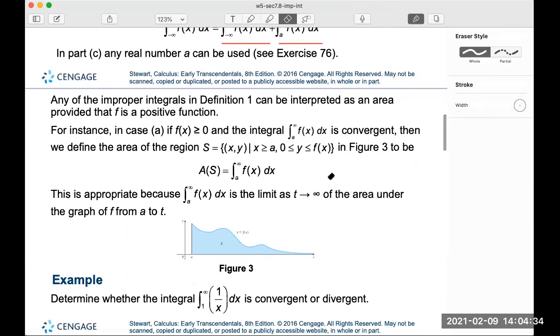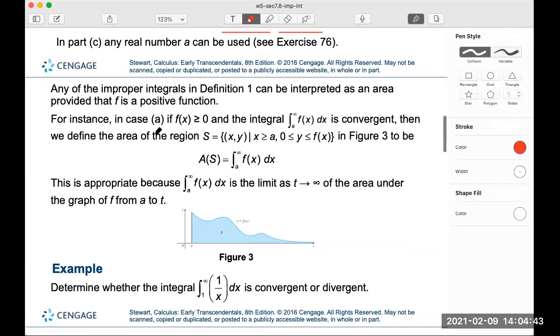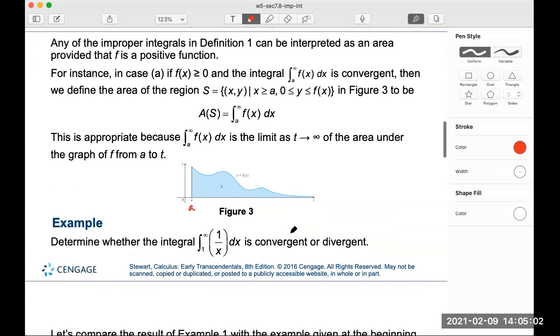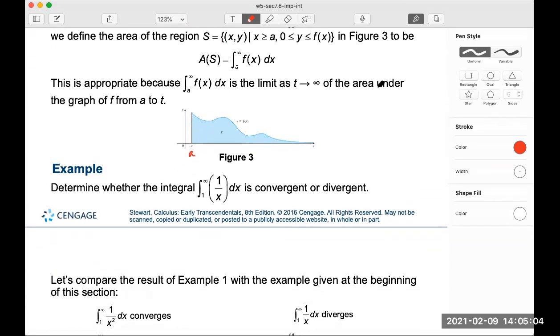Well, we went through many definitions. We can imagine that the improper integral from a to infinity of f(x) dx here is the area under the curve from a to infinity, this curve. Now let us compute this example.